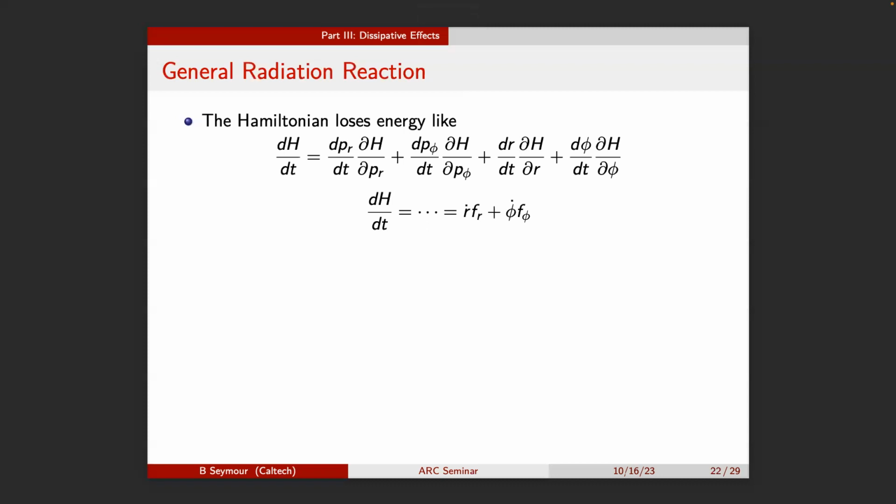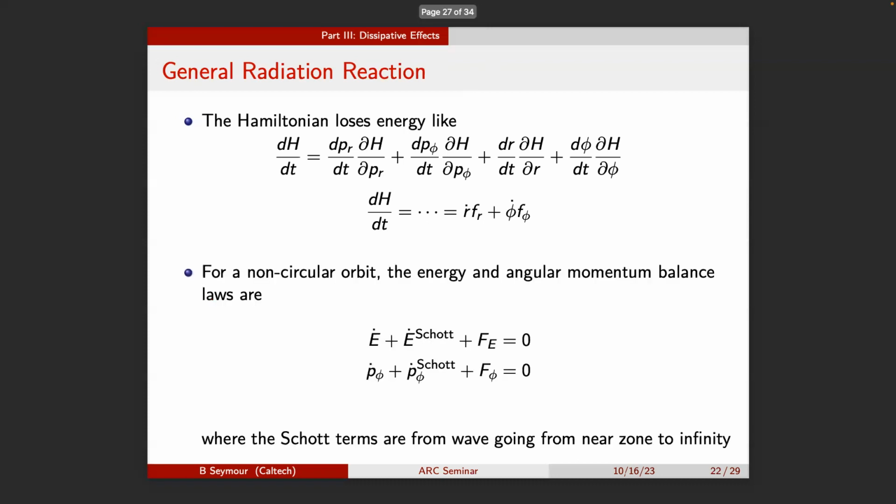Okay, so now let's actually calculate what f_r and f_phi are. You can compute what the Hamiltonian rate of change looks like. The long and short is, it looks like r dot times f_r plus phi dot times f_phi. And for non-circular orbits, you want to use angular momentum and energy balance laws, right?